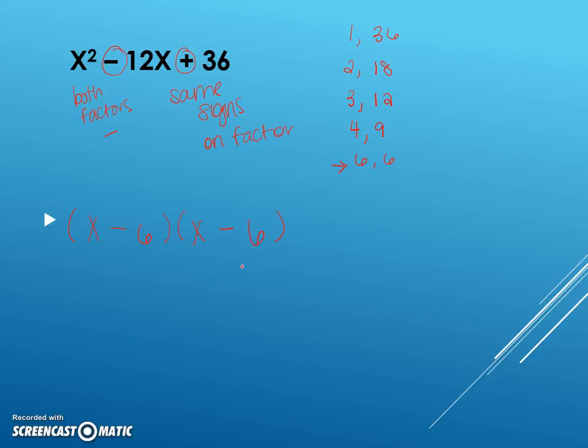Once you factor each of these, you can go back and check them by the FOIL method to make sure that they give you what the first expression was. So remember, we do the first terms, so x squared, the outer terms, minus 6x, the inner terms, minus 6x, and the last terms. So negative 6 and negative 6 is plus 36. When you simplify, you get x squared minus 12x plus 36, which is what we were looking for. So we know that our factors are correct.